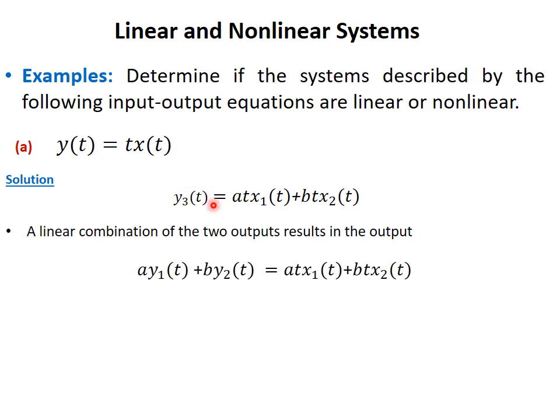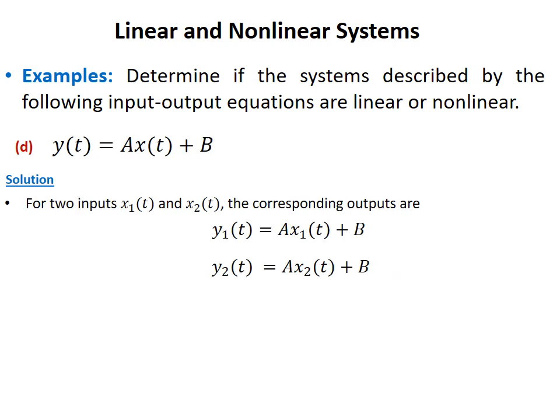Now in the previous slide we calculated the output y3 of t with the linear combination of inputs, and the result is represented by this equation. Now let us find out what happens when the two outputs are linearly combined like this, where two outputs y1 and y2 are scaled and combined together, with the same scalars that we used in the linear combination of inputs, which are a and b respectively. So replacing the values of y1 and y2 given in the previous slide, we get exactly the same result which is produced after the linear combination of inputs. So this indicates the system is linear.